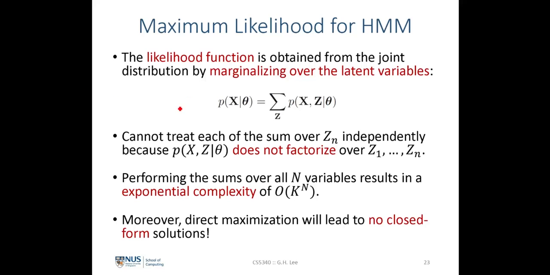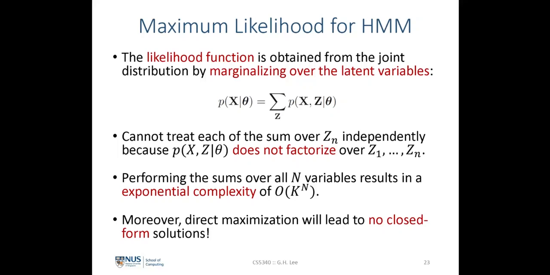So what we are after over here would be the probability distribution of all the observed random variables conditioned upon the unknown parameters, and this is equal to the marginalization over all the latent random variables of the joint probability distribution of the observed random variables and the latent random variables conditioned upon the unknown parameters.